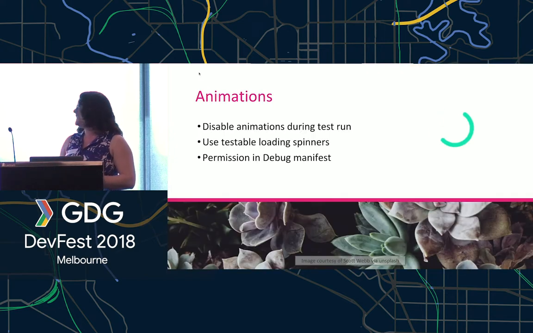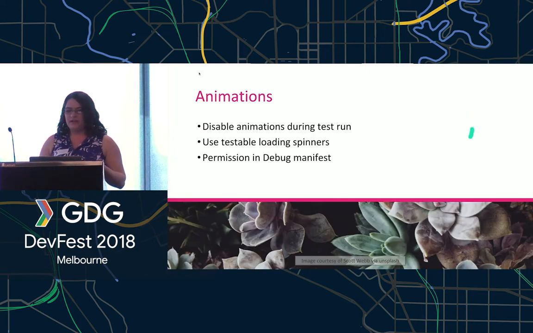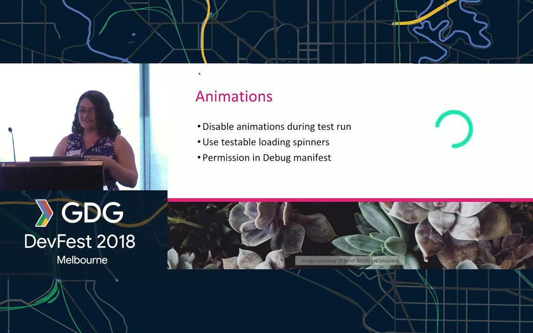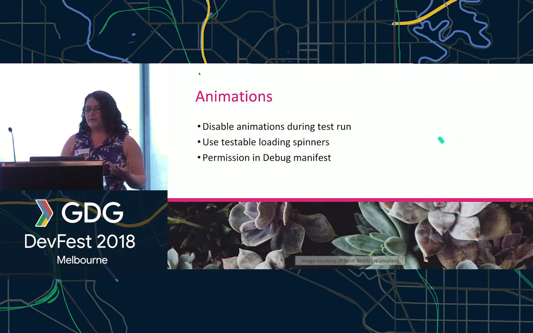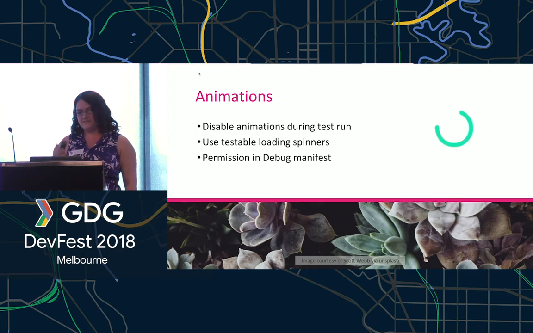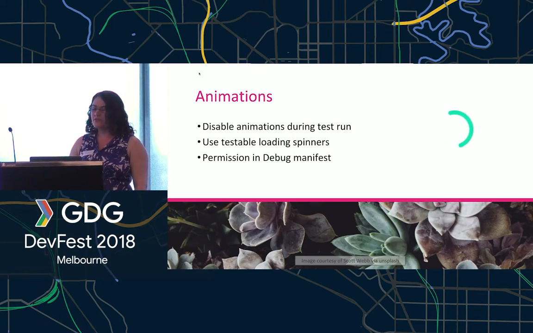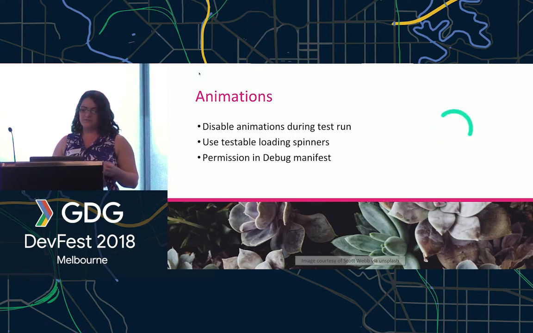The next thing is animations. Disable animations during your test run. Don't leave them turned on. They will lock up the testing framework. And even if you do turn off animations, we find that loading spinners will still keep going. They tend to ignore the animation flag. So I've included as well some testable loading spinners that just stop that from happening.